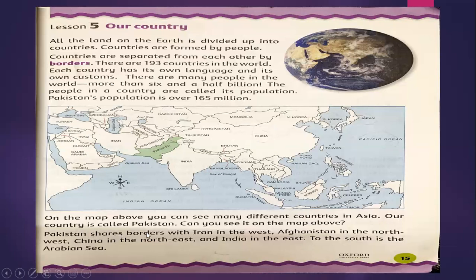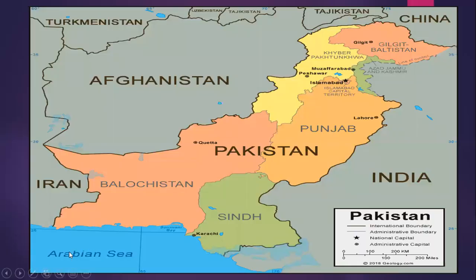Our country is called Pakistan. Can you see it on the map above? Yes, this green part. Pakistan shares border with Iran in the west, Afghanistan in the northwest, China in the northeast, and India in the east. To the south is the Arabian Sea. I will show you here clearly.